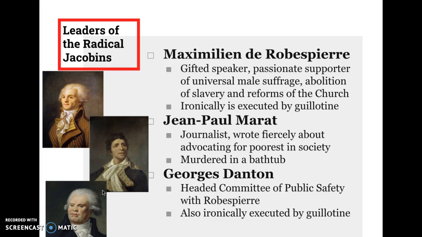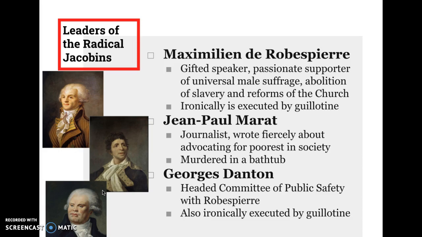Ironically, he has executed himself by guillotine. Jean-Paul Marat, he's not really as much of a political leader as he is a journalist. And a lot of his papers that were very fiercely written were read and spread, and would spread those revolutionary ideals. Fun fact, he is murdered in a bathtub by a woman named Charlotte Corday that we will talk about later.